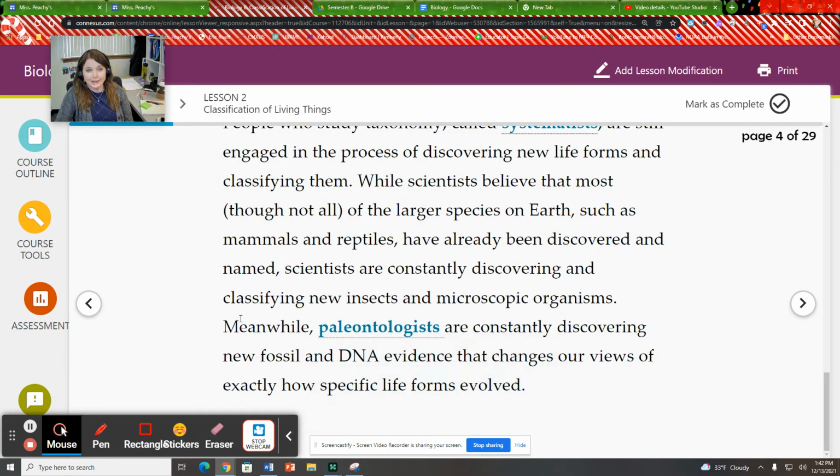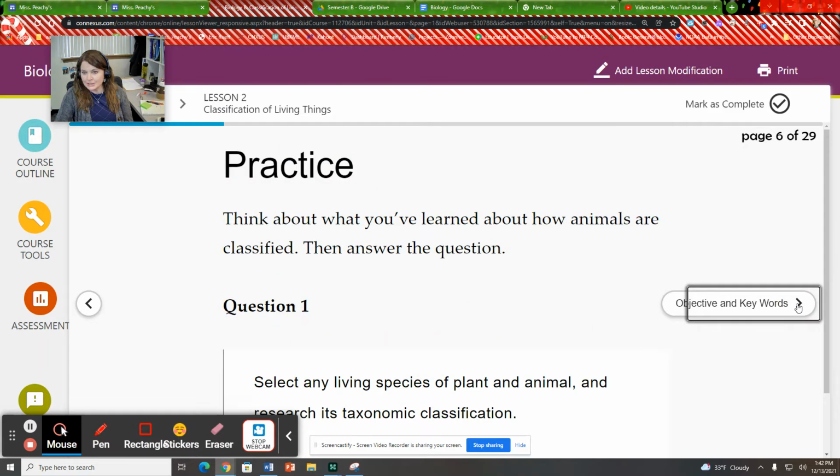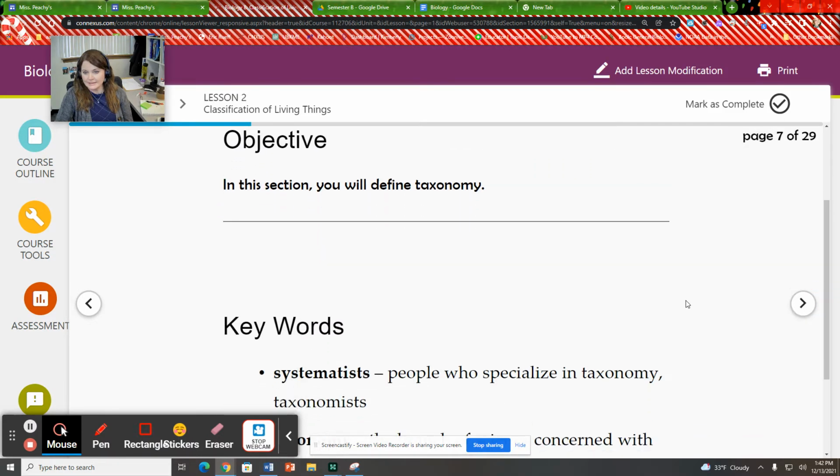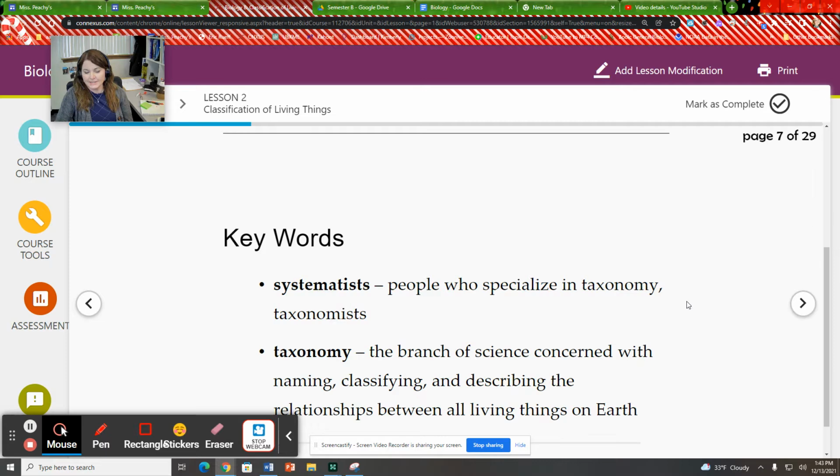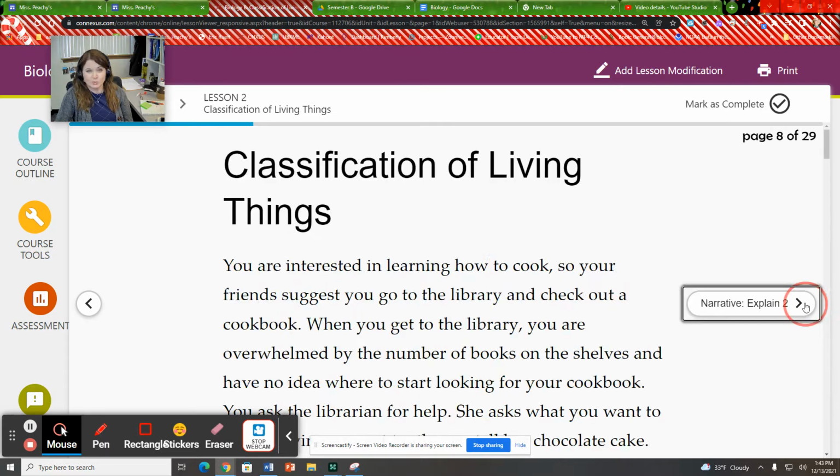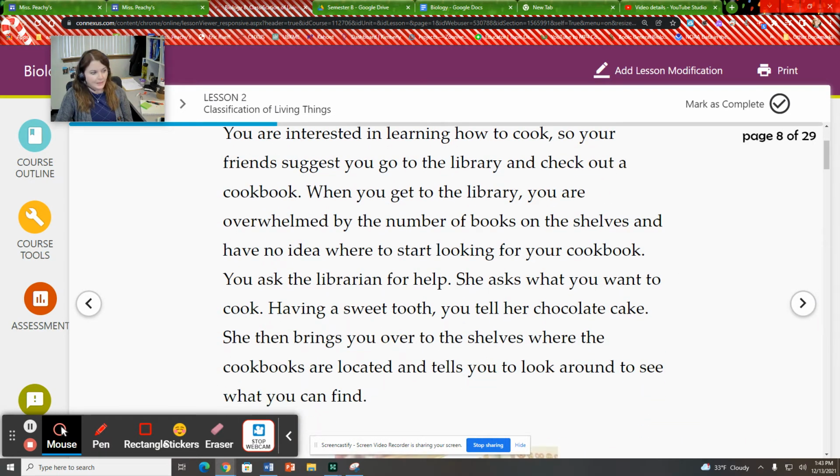Paleontologists actually look at evidence in fossils. So there are species of animals and plants that have gone extinct that we still classify based on the fossils that they provide. Then we're moving on to the next section of this lesson, and we've got our two words, systematists and taxonomy, which we actually kind of learned already here.